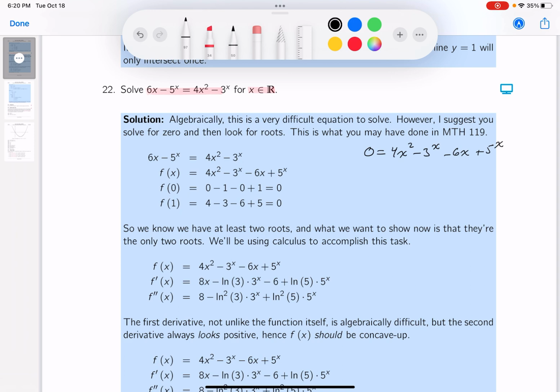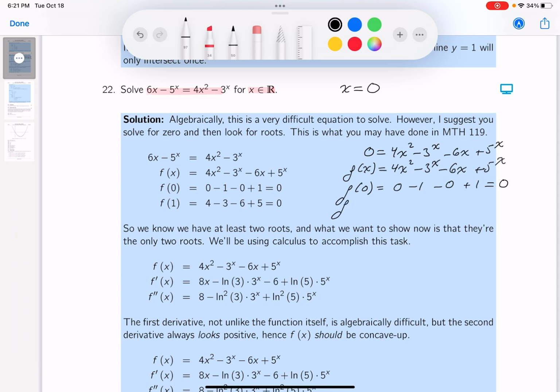I'm going to call this a function now. f of x equals 4x squared minus 3 to the x minus 6x plus 5 to the x. Let's start simple. Just like you did in 119, you started with integers and you worked your way through them. Hope I'm going to find something pretty quick, by the way. Let's try the 0. You get 0 minus 1 minus 0 plus 1, and eureka, we found one. So our first root, or solution to the problem, is x equals 0.